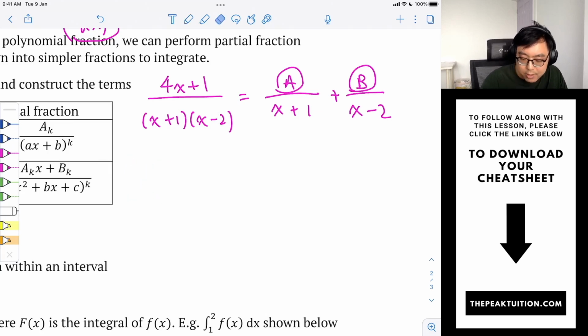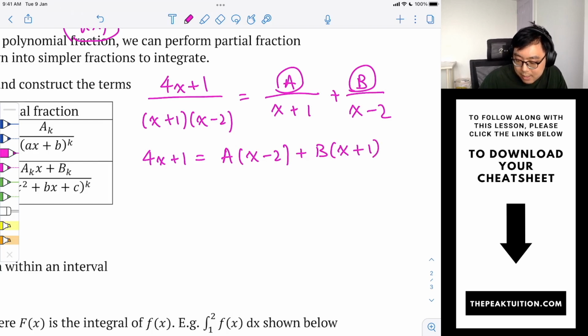But in essence, once you write this step out, the rest is just a simultaneous equation. So we can multiply the denominator on both sides. So 4x plus 1 equals a(x minus 2). Why is there no x plus 1? Because it cancels with the denominator over here when you multiply the whole thing to the right hand side. Then we can plus b(x plus 1). Same thing, the x minus 2 is cancelled out with the original denominator over here.